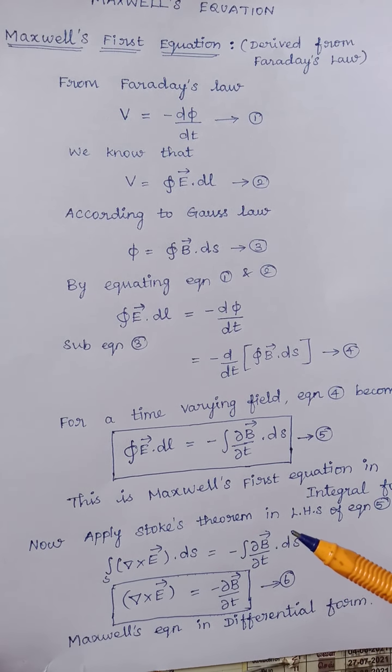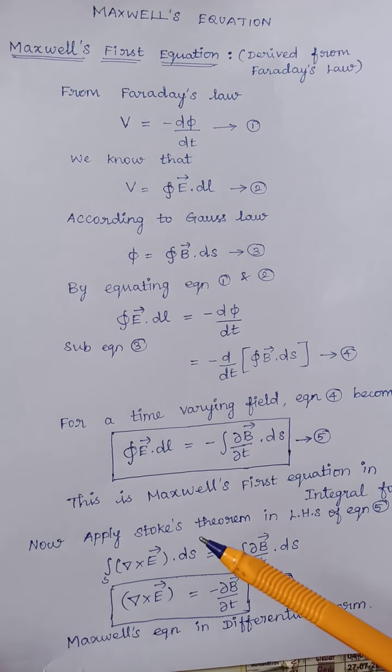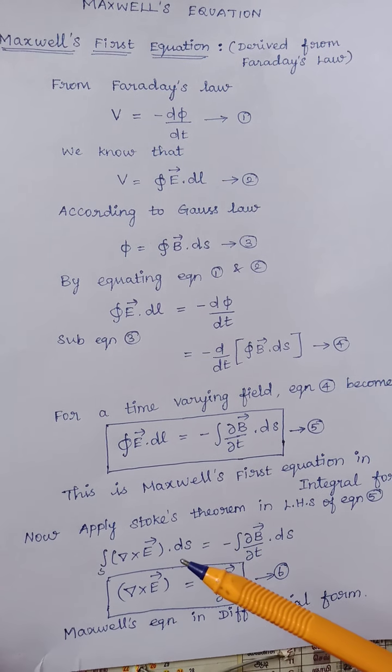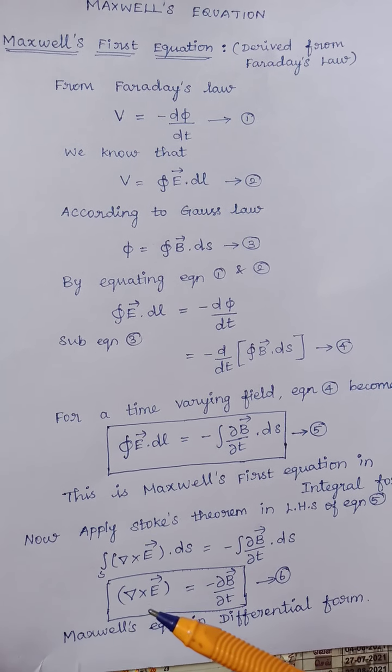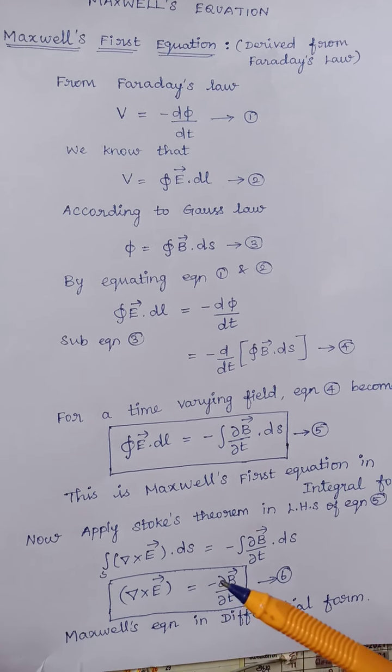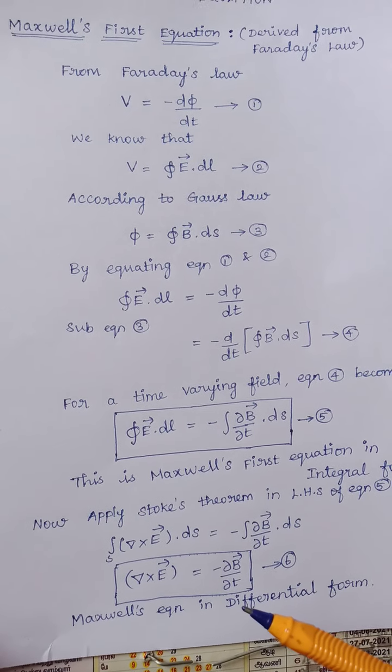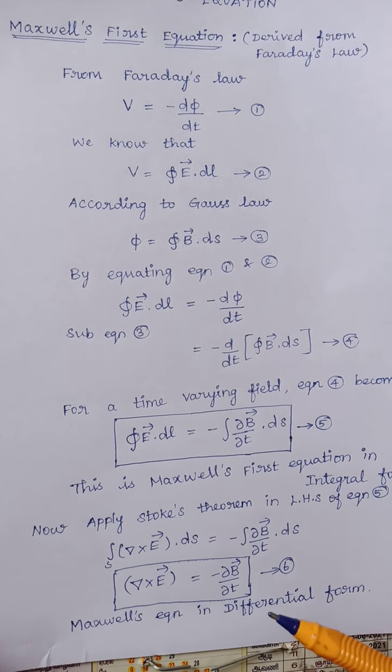Now ds is common in both LHS and RHS, so we can cancel it on both sides. The remaining equation will be del cross E vector equal to minus dou B by dou t. This is Maxwell's equation in differential form.